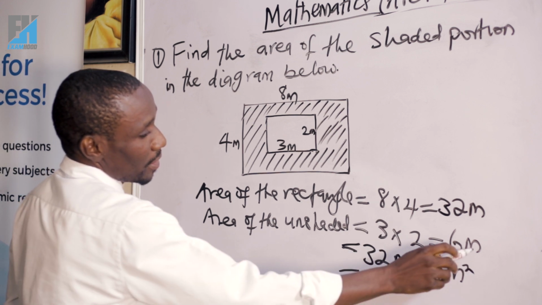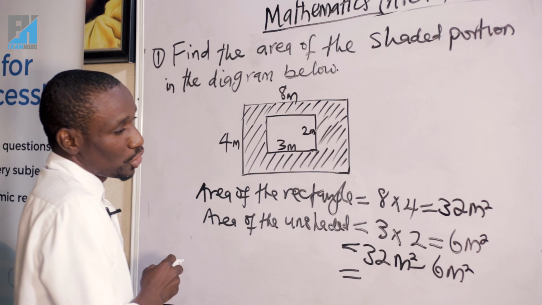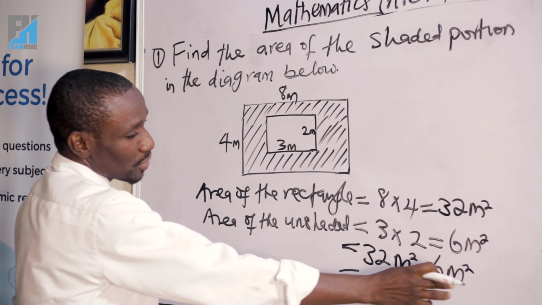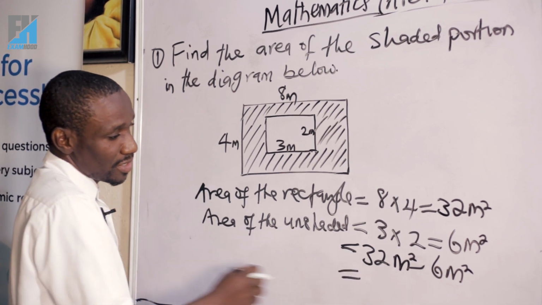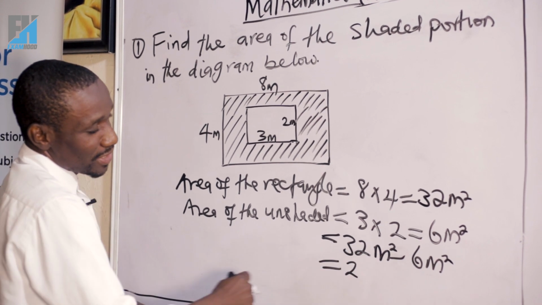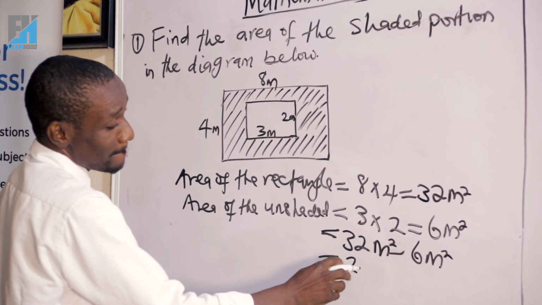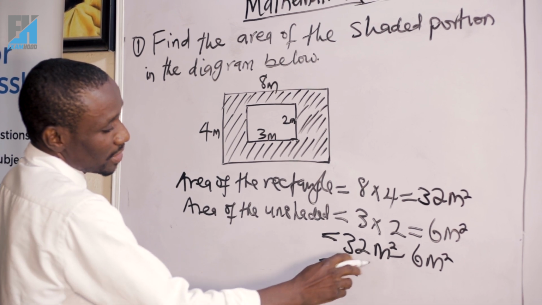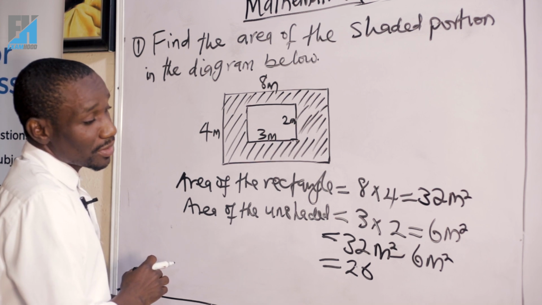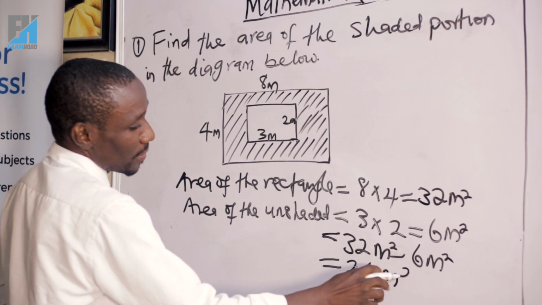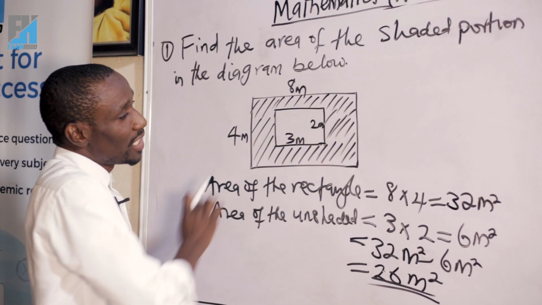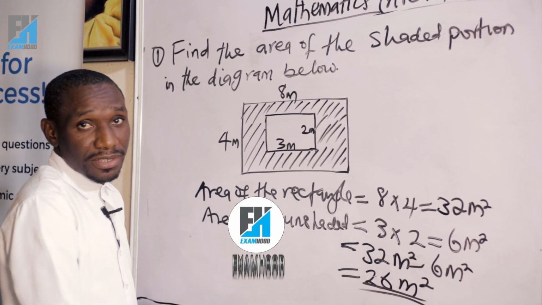Remember, it's meter square. Area of shapes is measured using the unit meter squared or centimeter squared. So we're going to subtract 6 meters squared from 32 meters squared, and 32 minus 6 will give you what? 26, right? So that is your final answer. The area of the shaded part is 26 meters squared.